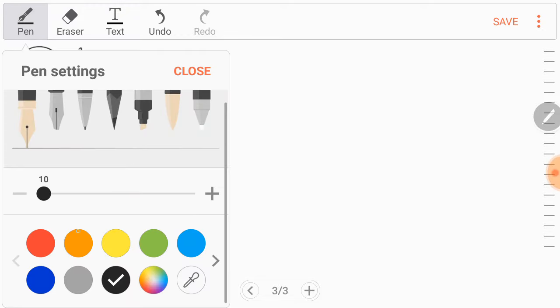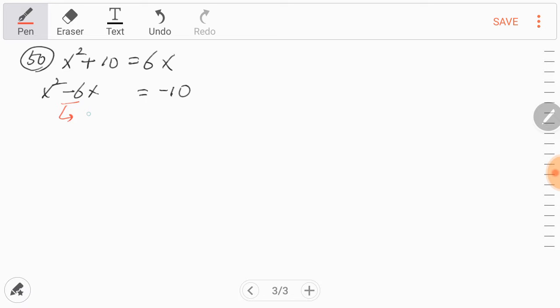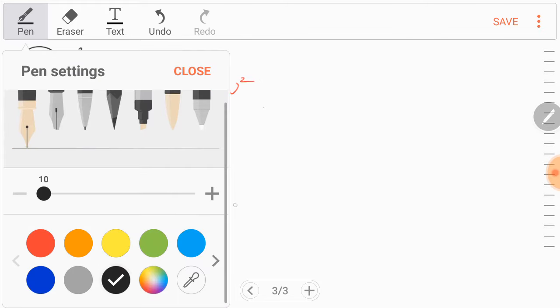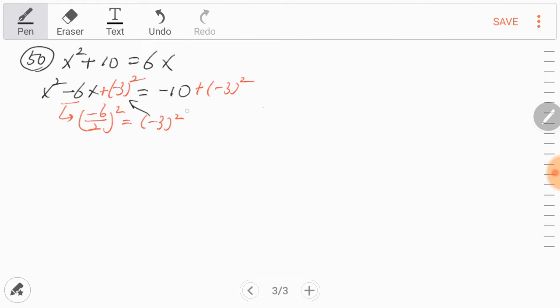Then let's find the constant. Okay, the constant is what? Negative 6 divided by 2, squared. Then that is negative 3 squared. So negative 3 squared goes to each side of the equation. So the left side is x minus 3 squared. That is equal to negative 10 plus 9. Then x minus 3 squared is equal to negative 1.